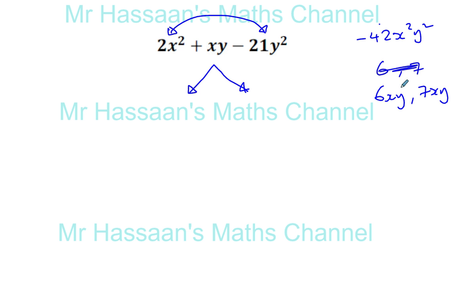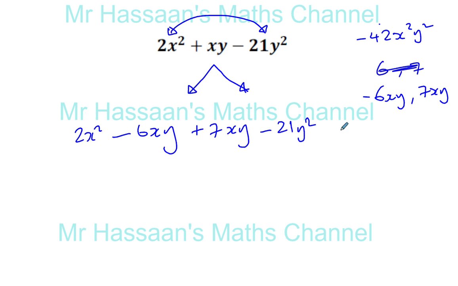However, when I add them together, I'm supposed to get plus 1. So the 6xy must be the negative one. So negative 6xy plus 7xy will give me 1xy, and negative 6xy times 7xy gives negative 42x squared y squared. So this is the right way to split up this middle term. So I've got 2x squared minus 6xy plus 7xy minus 21y squared.